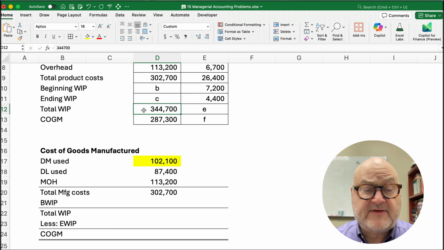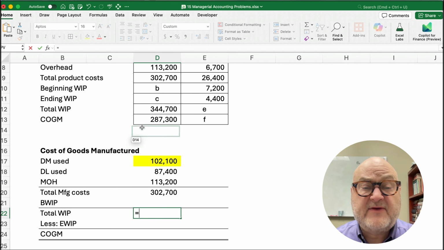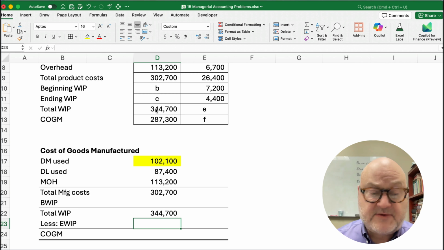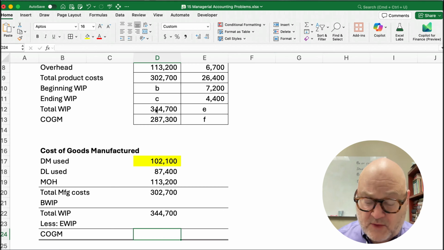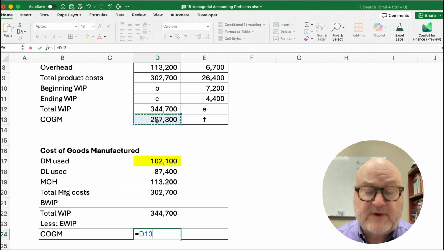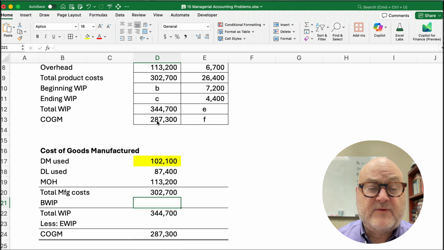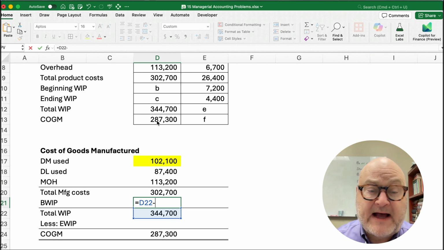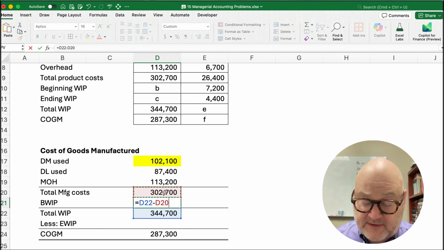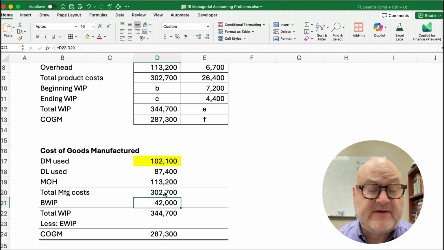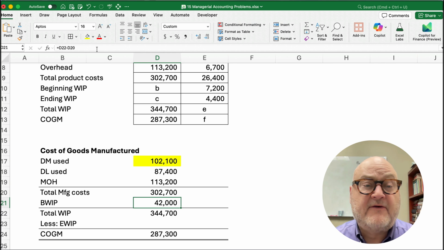Now let's plug in the other bits of information and we can see how to solve. Our total work in process is going to be 344, right here. The total work in process is 344,700. And what else do we know? We know total cost of goods manufactured is 287. All right, so we need to add some number to go from manufacturing cost to total work in process. So if we add going down, we need to subtract going back up. So we do the opposite. So 344 minus 302 is going to give us the beginning work in process number of 42,000.